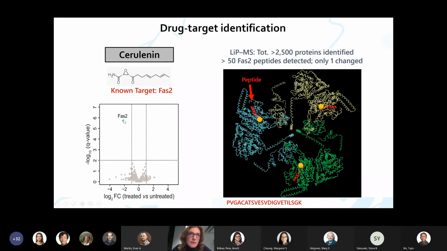We then repeated this type of experiment with a number of small molecules. It doesn't work always this well. Sometimes we see changes at the binding site, but also somewhere else. And this could indicate that there are also conformational changes induced by binding of the small molecule. So in those cases, it's of course harder to tell which is the binding site. But in a number of cases, we do see only peptides at the binding site.